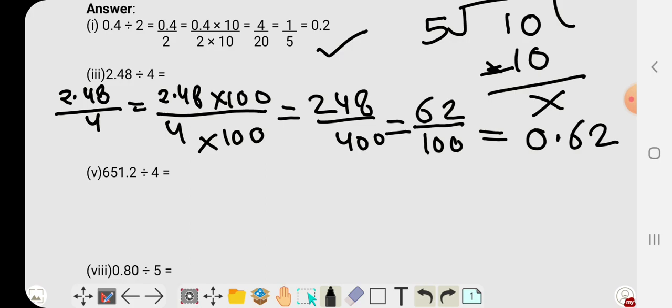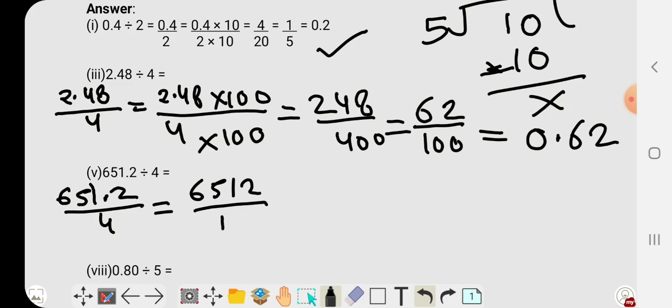Next question is 651.2 upon 4. We are going to multiply with 10, so we will get 6512 upon 40. Now maybe this number is divisible by 40. Yes, this is divisible by 4. In the last two digits we see 12 is there, so by the rule of divisibility it will be divisible by 4.